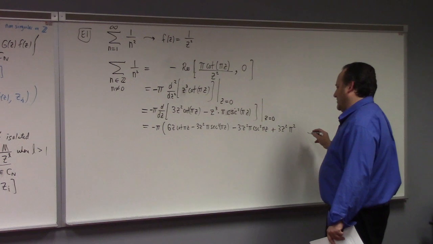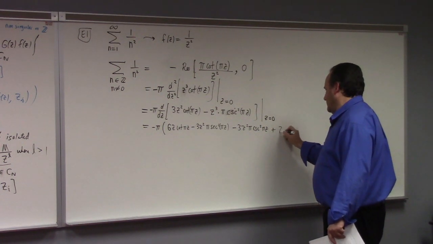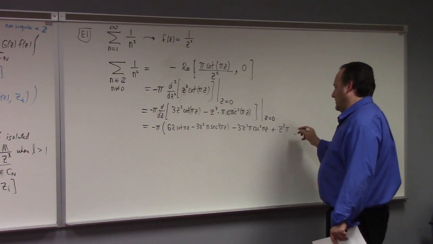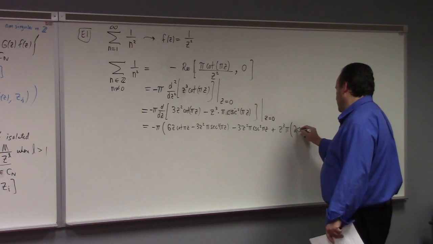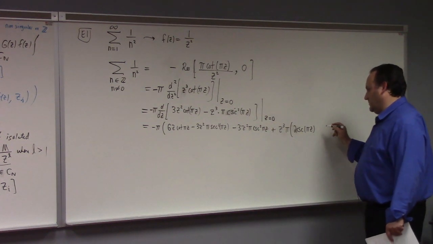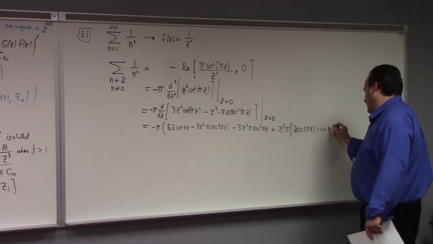Oh, goodness gracious, no. Sorry, I got to differentiate. I should have used these notes. I'm a dummy. Differentiate cosecant squared. What do you got? You've got 2 cosecant pi z times the derivative of cosecant, which is minus cosecant pi z.